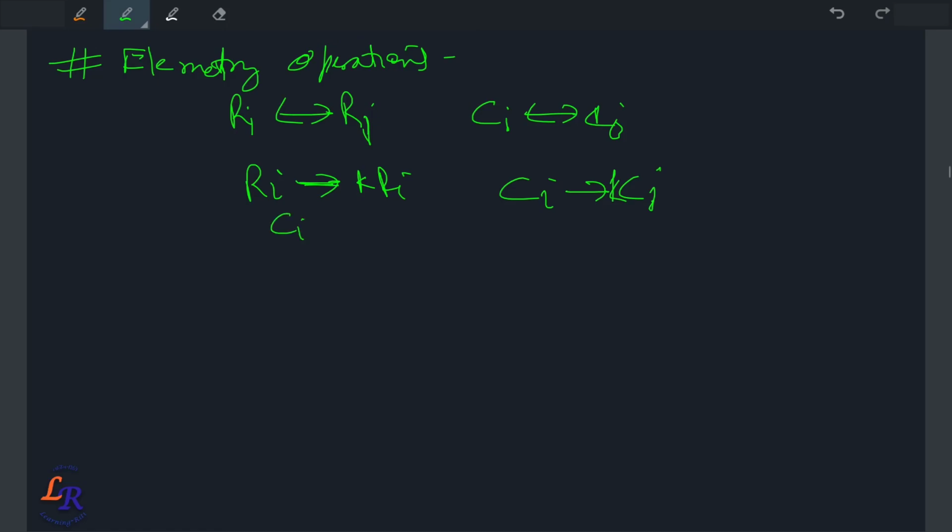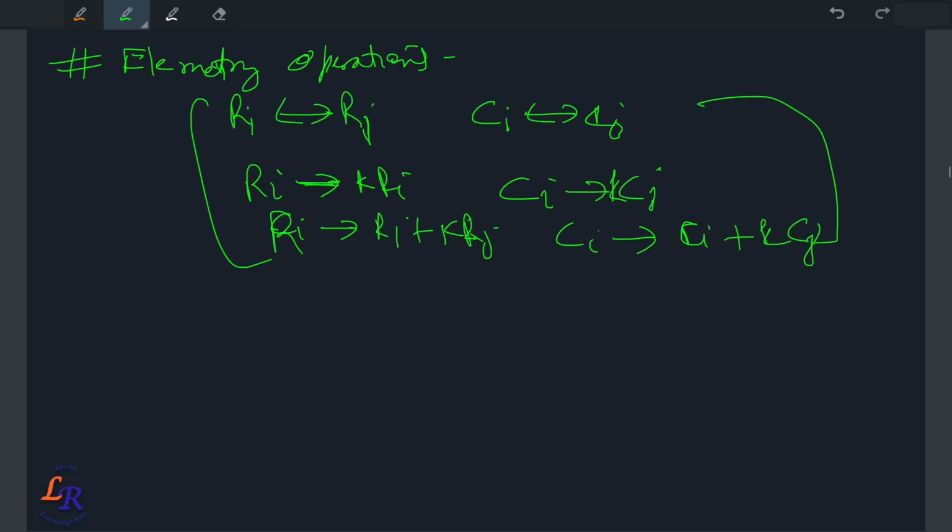For example, you can have a row Ri changed to Ri plus k Rj. Similarly, you can have a column Ci which is transformed to Ci plus k Cj. So these are the three row operations and three column operations we had learned about, the elementary operations.